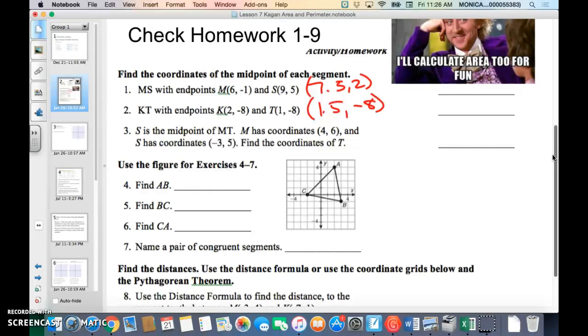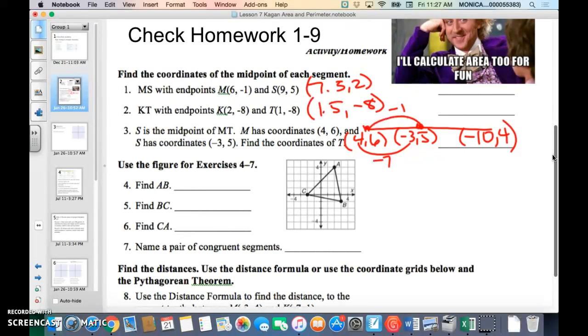So this one is one of those where you had to draw the picture, you had an end point and a midpoint. And then you should have seen that this goes down 7 and this goes down 1. And so the new coordinate would be at -10, 4.